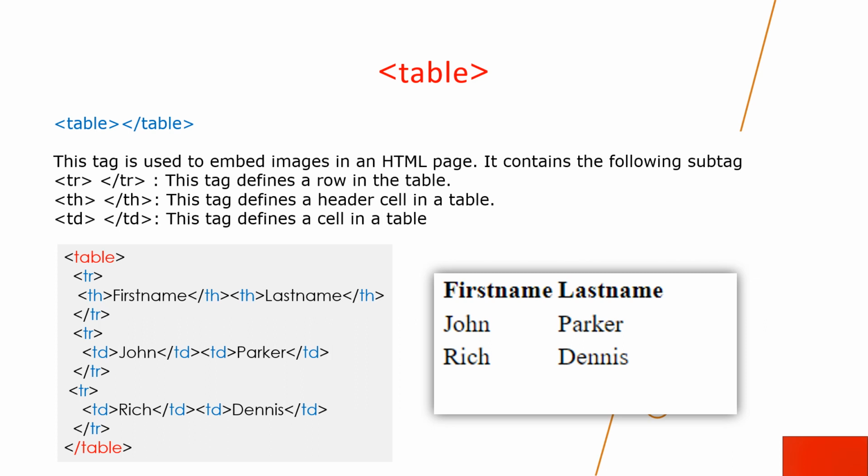Here's how the table is structured in this given example. The first row, coded as tr, contains two header cells, coded as th, which are first name and last name. The second row contains two standard cells coded as td, which are John and Parker. And the third row also contains two standard cells coded as td, which are Rich and Dennis.